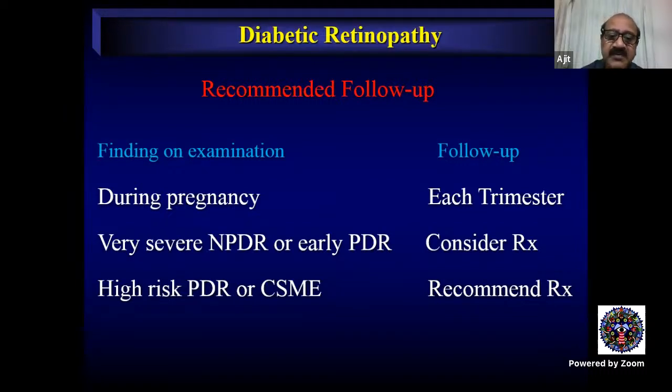And very severe non-proliferative diabetic retinopathy, I already told you, is high risk for progression to PDR within a year's time in a significant number of people. So early PDR and very severe non-proliferative diabetic retinopathy are stages to consider photocoagulation or injections, whatever treatment the treating physician decides. High-risk PDR and CSME definitely require treatment. I would say you should not let the patient go back without getting the laser or the injection done.